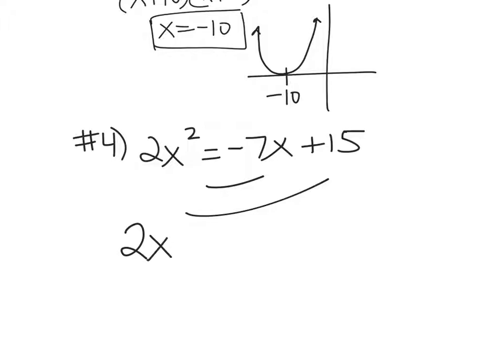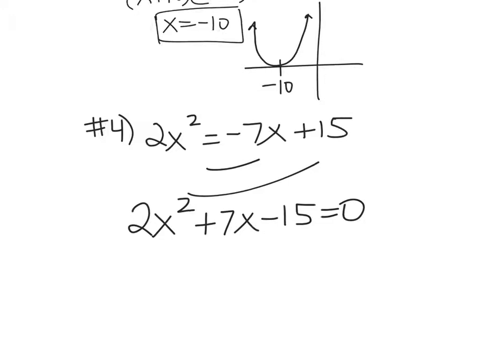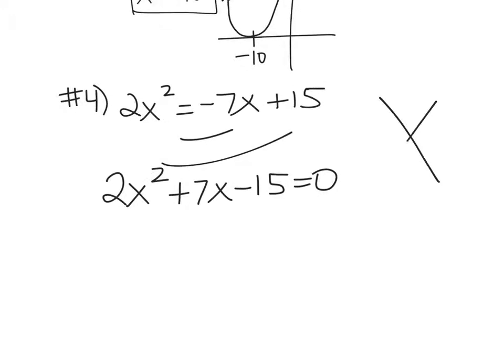So here we go. We get 2x squared plus 7x minus 15. All right, and now we're solving by factoring. So we want to make a little star here. We're going to go a times c up top, so negative 30, 7 on the bottom, 2 and 2. And so 2 numbers that multiply to give us negative 30 and add up to 7.